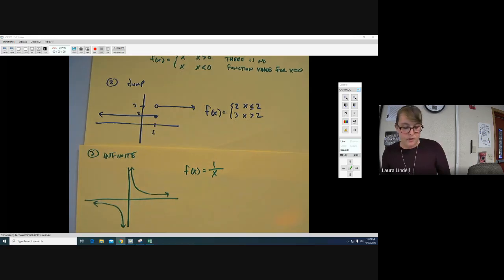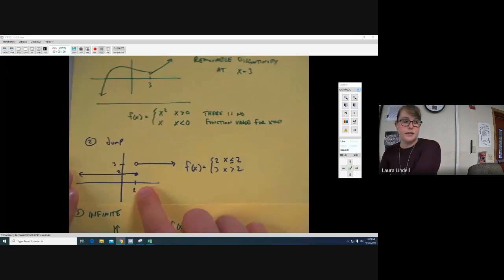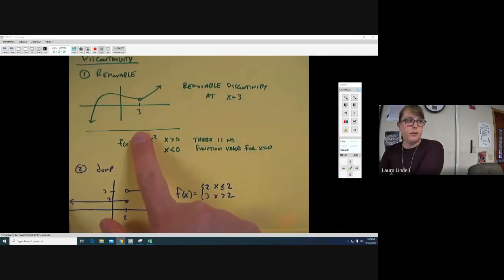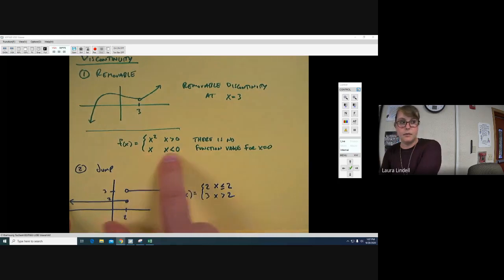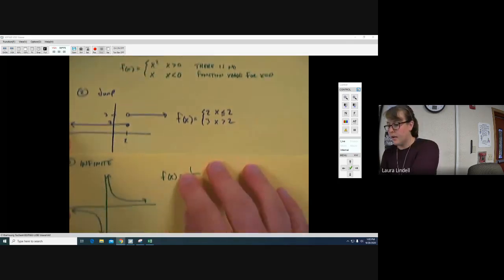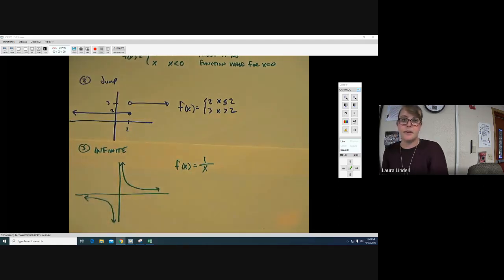Okay, so those are our three types. And the main things that we want to be able to do with this is, one, be able to tell if a function is continuous or not. Two, be able to determine where a discontinuity exists, so what value of x it exists for. So like up here when we say there's a jump discontinuity here, we would say it's when x is equal to 2. Or up here when we've got a removable discontinuity in this graph, it's at x equals 3. Or here it's at x equals 0. And then down here, it's wherever the x value is of the asymptote. In this case, it's the y-axis, which is when x equals 0. So we'd say there's an infinite discontinuity at x equals 0.